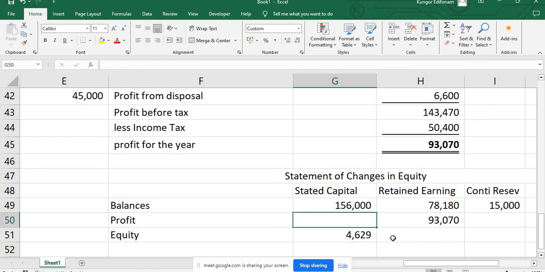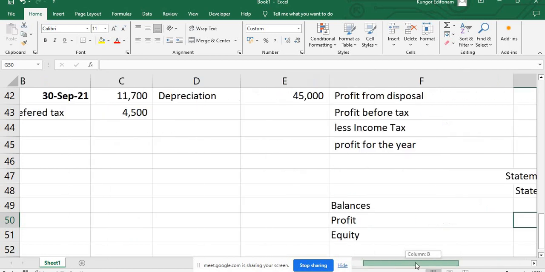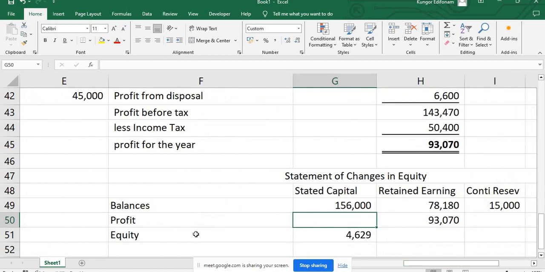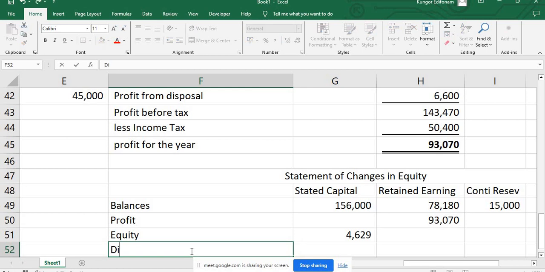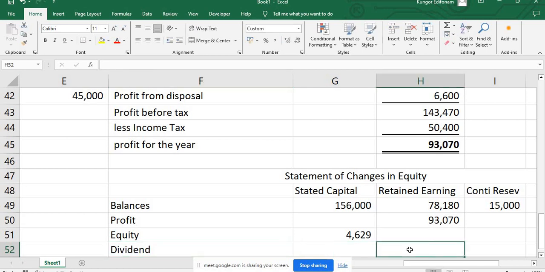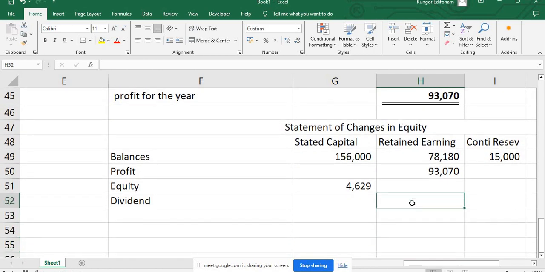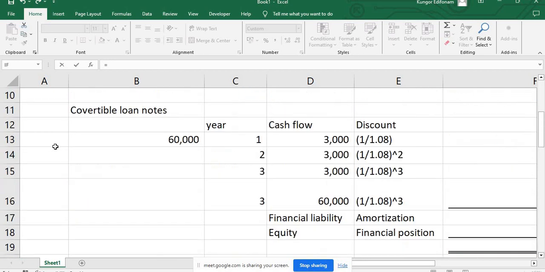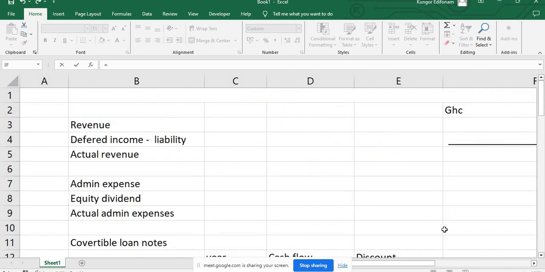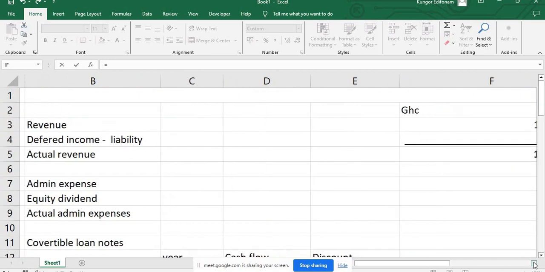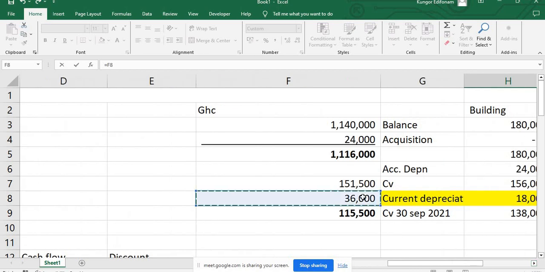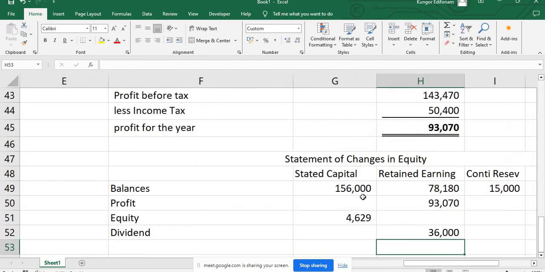And then there was a dividend. So now let's go. The dividend will come under retained earnings, because we take dividend out of what? Profit. So the dividend will be here. So let's go and pick the dividend too. So this is the dividend, 36,000. Okay, that one too, we put it there.